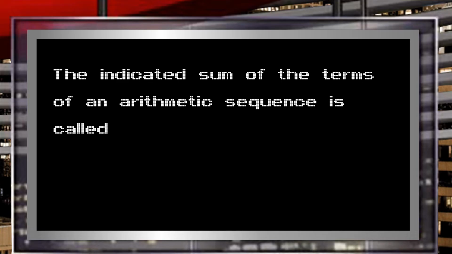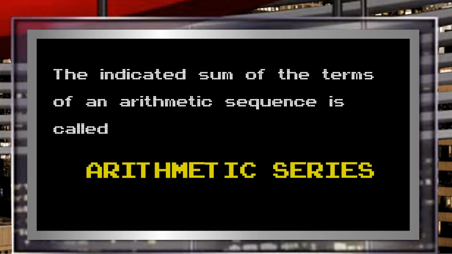The indicated sum of the terms of an arithmetic sequence is called arithmetic series. Yun pala yung tawag doon pag pinag-add natin yung bawat term sa arithmetic sequence. Again, it is arithmetic series. Now tayo rin, alamin natin at i-discover kung paano isolve yun sa mas madaling paraan.